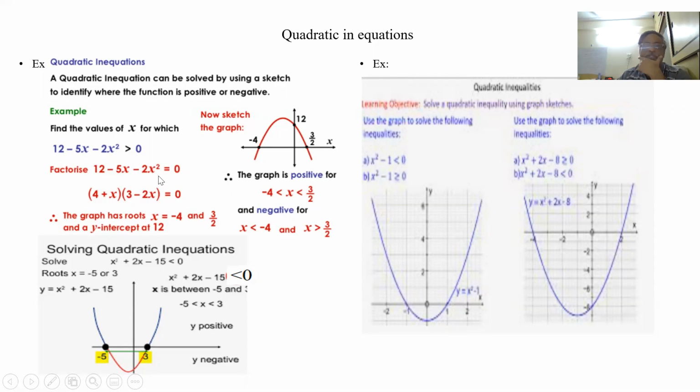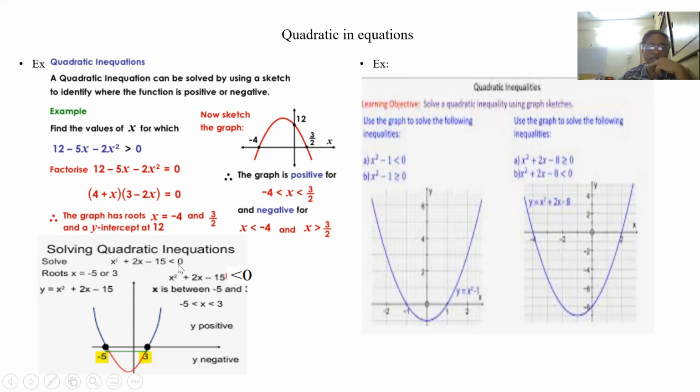This first example is -2x square. That means a drooping down curve. So the roots are -4 and 3 by 2. Between -4 and 3 by 2 we have positive, and else we have negative. So what is asked here? Greater than 0. Greater than 0 means for all values of x from -4 to 3 by 2, this is greater than 0. This is the answer.